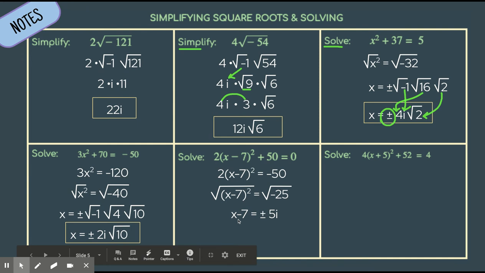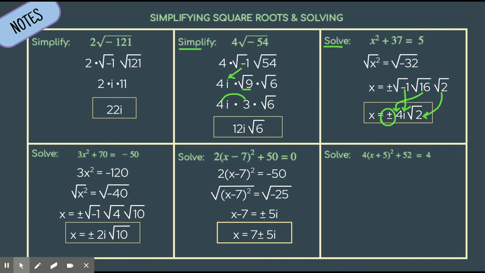Then we need to move this 7 to the other side. So we're going to add 7 to both sides, which means I have 7 plus 5i and 7 minus 5i. You always want the problem to end with the i's at the end, which I'll explain a little bit more as we move on to the more operations with it. But you always want the whole number without an i to go in the front. And since this is going to be a positive 7 because I'm adding it, it's a positive 7 here.